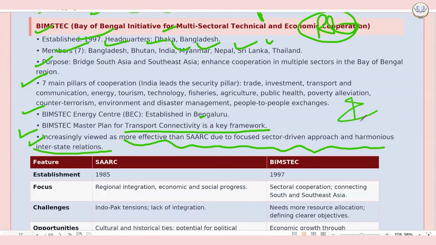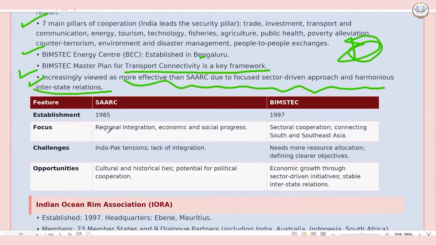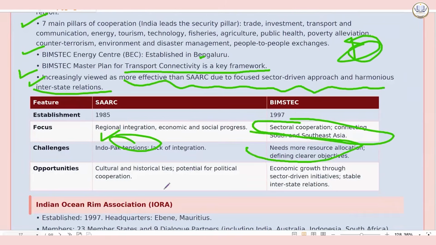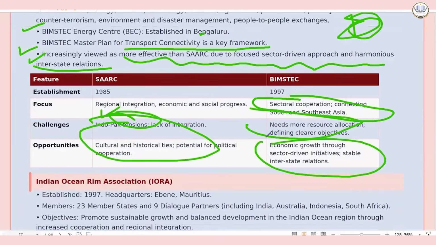And because of the Indo-Pakistan tension, SAARC could not function. It was regional integration, with sectoral cooperation connecting South and Southeast Asia. Because of Indo-Pak tension, there needs more resource allocation. There are cultural and historical ties. Economic growth could have been widened through this.